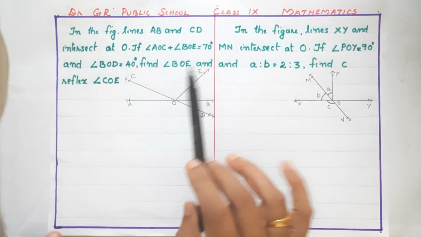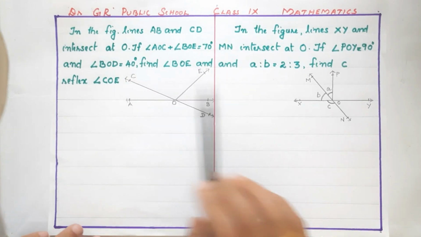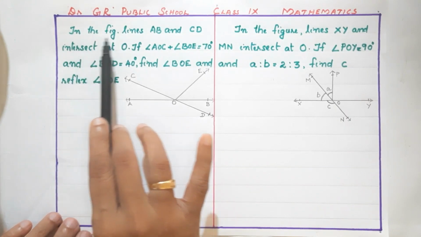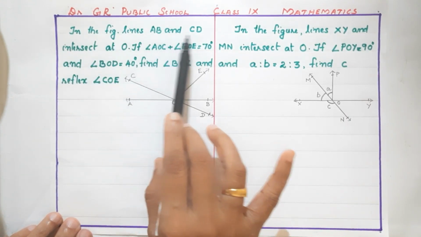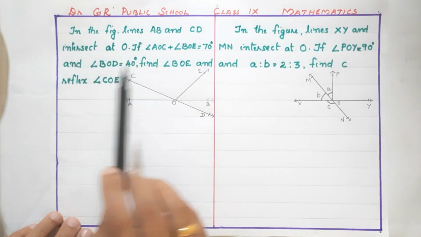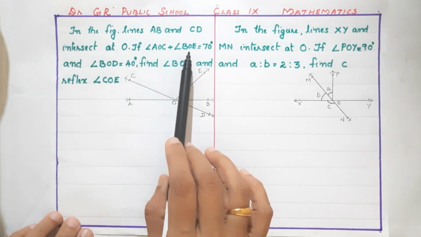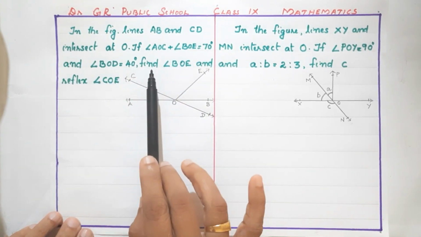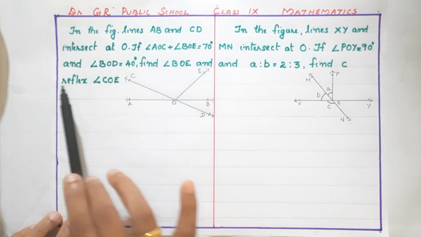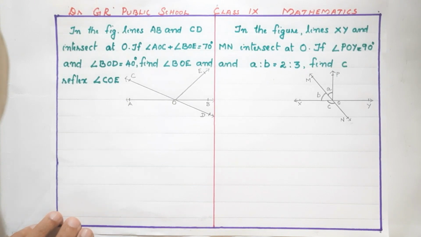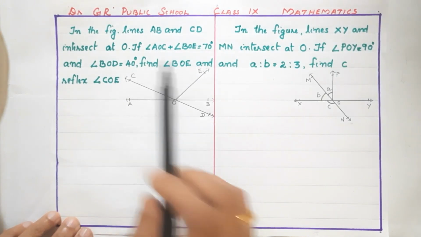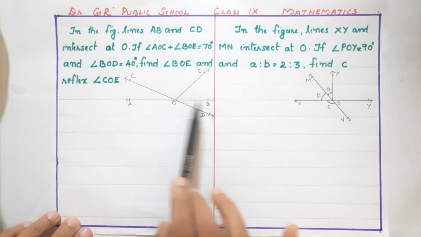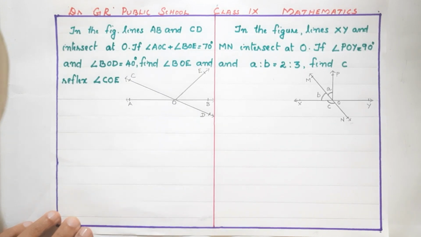See, let's discuss some problems on linear pair of angles and vertically opposite angles. Okay. First question. In the figure, lines AB and CD intersect at O. If angle AOC plus angle BOE equal to 70 degree and angle BOD equal to 40 degree, find angle BOE and reflex angle COE. Okay. So, in the figure, lines AB and CD intersect at O.